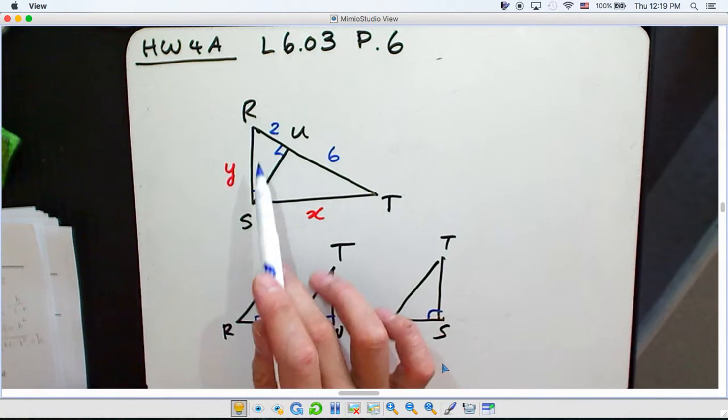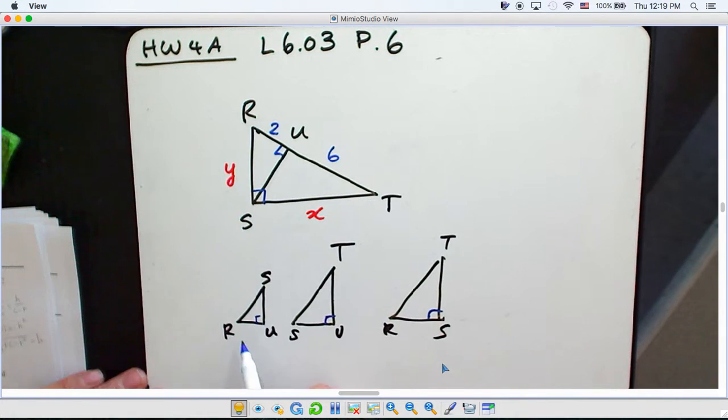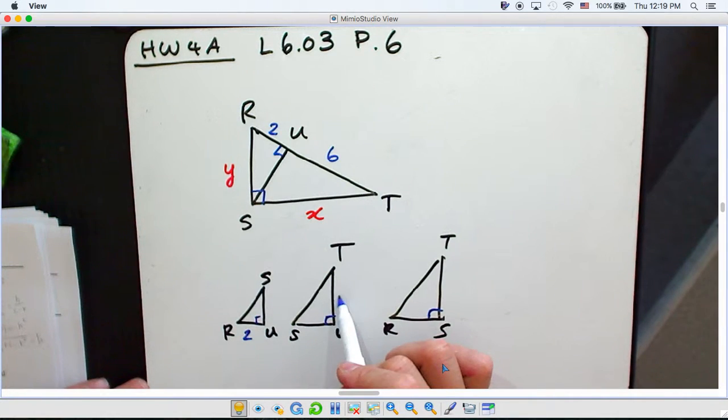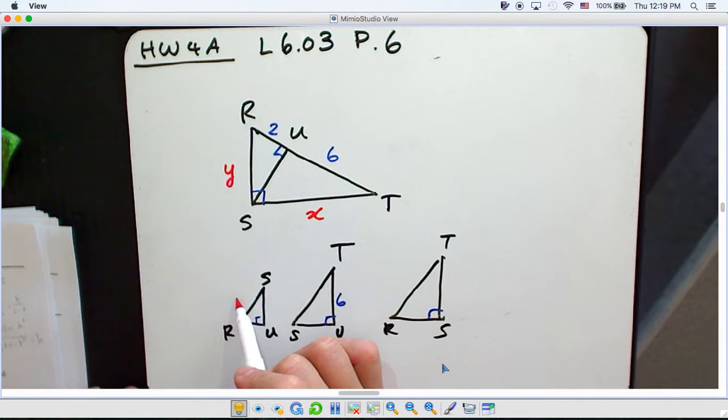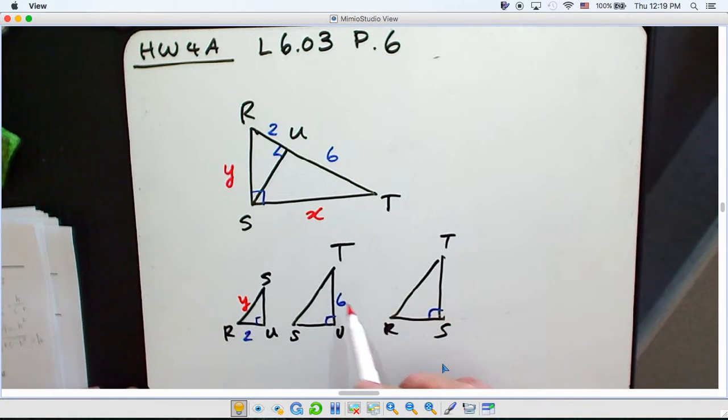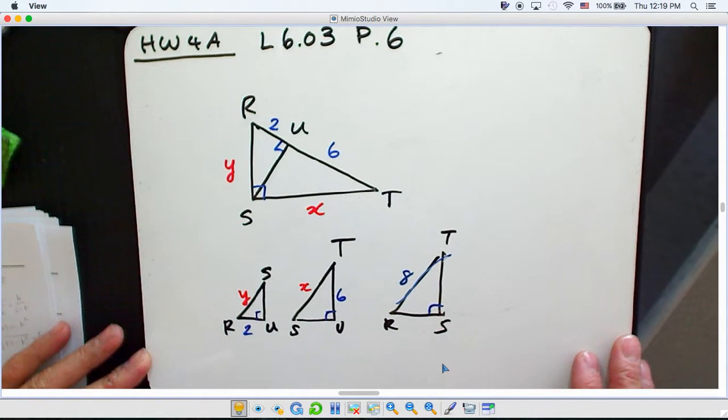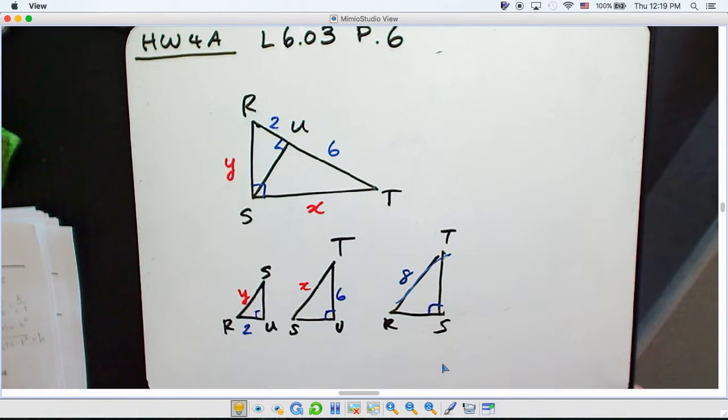So I'm just going to draw everything that I know. So RU is 2. UT is 6. And then we just want to find out what the y is, which is RS, and also TS, which is this guy. Right? Oh, I also know that RT right here is 8. See that? 2 plus 6 is 8. So let's figure out what the S and R is.